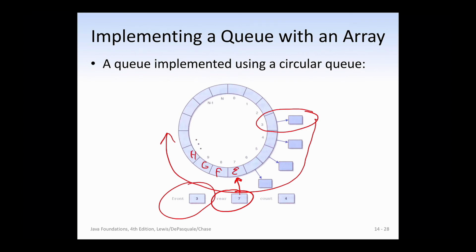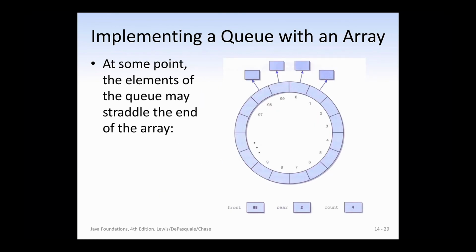As we do that, the end of the queue moves clockwise around, and then as we take elements off the head of the queue, the head of the queue also moves around clockwise. So as you add and remove elements over time, all of the elements will have shifted clockwise, and of course at some point they will straddle that boundary where we conceptually wrap around from the end of the array back to the beginning of the array.